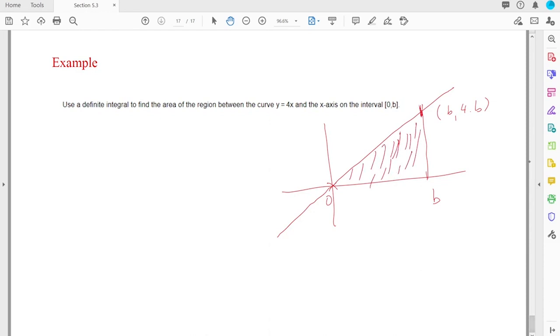This area, there are two ways to find it out. One is to use a definite integral to find the area of the region between the curves. So the definite integral from 0 to b of 4x dx is equal to, as you can see, the area of this triangle, which is half times the base, which is b, times the height. Height is 4 times b. So this is 2 and 2 cancel out, so it is 2b squared. So this is the area.